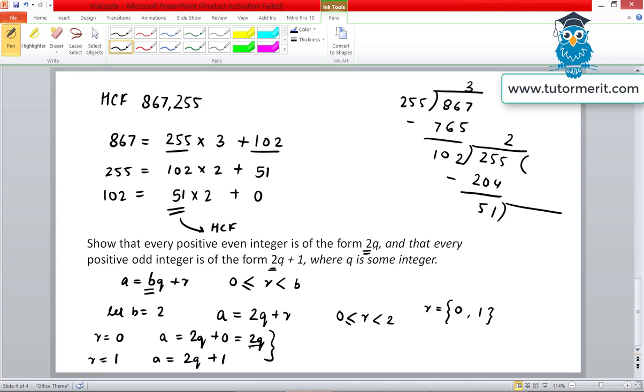Now as soon as I look at 2q, it means I am multiplying some number with 2. So obviously this is even because it is divisible by 2. And this becomes odd because any number is either even or odd. Now let's move on to the other examples.